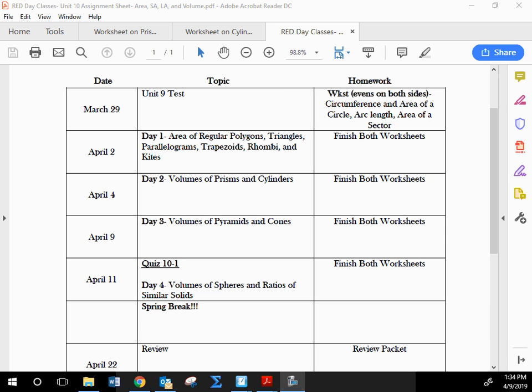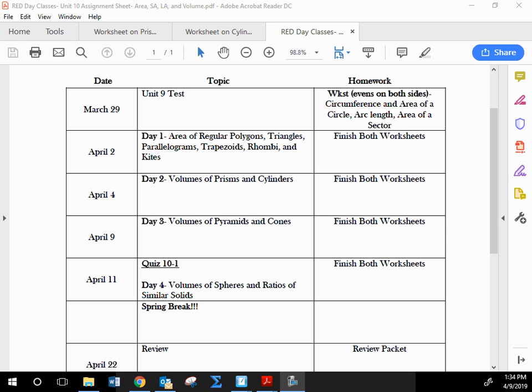Rectangle, you already knew. Square, you already knew. Parallelogram is just the same as a rectangle, so nothing too crazy there. Triangle, you already knew. Trapezoid, you already knew. Rhombus and kite was our other new one. So rhombus and kite is just 1/2 diagonal times diagonal. Okay, so that was our day one.